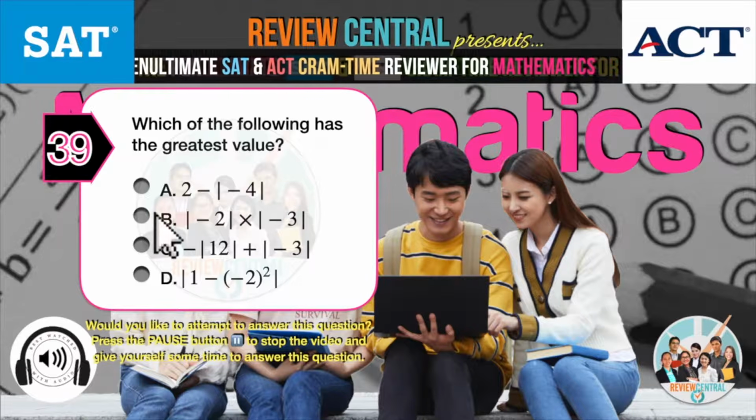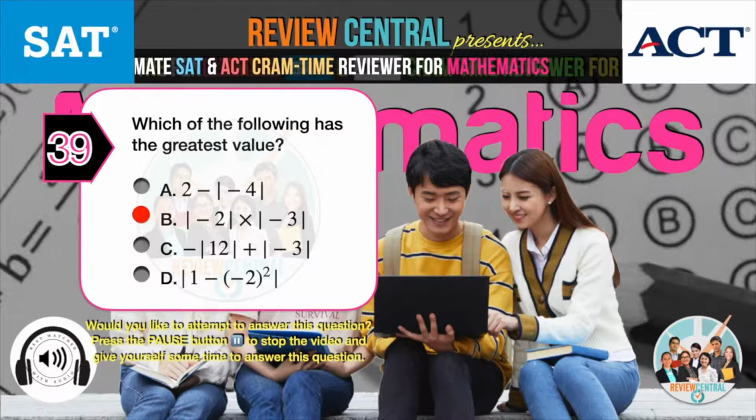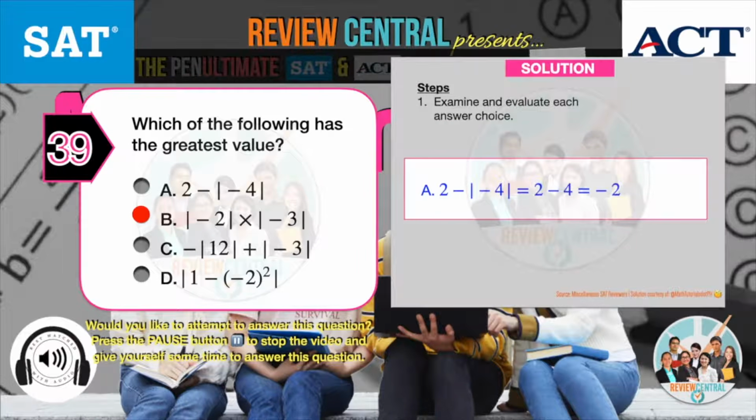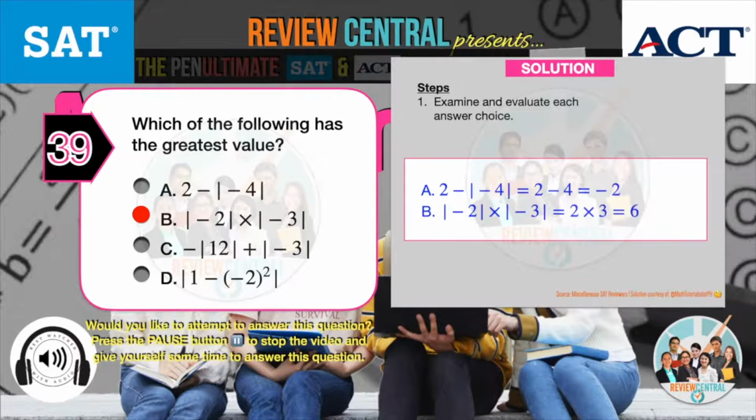The correct answer is B. The absolute value of minus 2 times the absolute value of minus 3. Let's quickly evaluate each answer choice. Answer choice A, 2 minus the absolute value of minus 4 is 2 minus 4, which is equal to minus 2. Answer choice B. The absolute value of minus 2 times the absolute value of minus 3 is 2 times 3, which is equal to 6. So between A and B, we can already eliminate A.